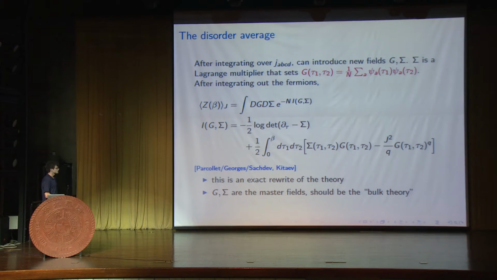And second, the benefit of going through this, I mean, this action in some ways is rather unpleasant, but the benefit is this factor of n here. So n multiplies the entire action, so at large n, this is a semi-classical theory. In other words, G and sigma are what are sometimes called the large n master fields. They're the variables that become classical at large n. And in some way, we're supposed to build a bulk theory. We're supposed to build a holographic dual out of these variables.